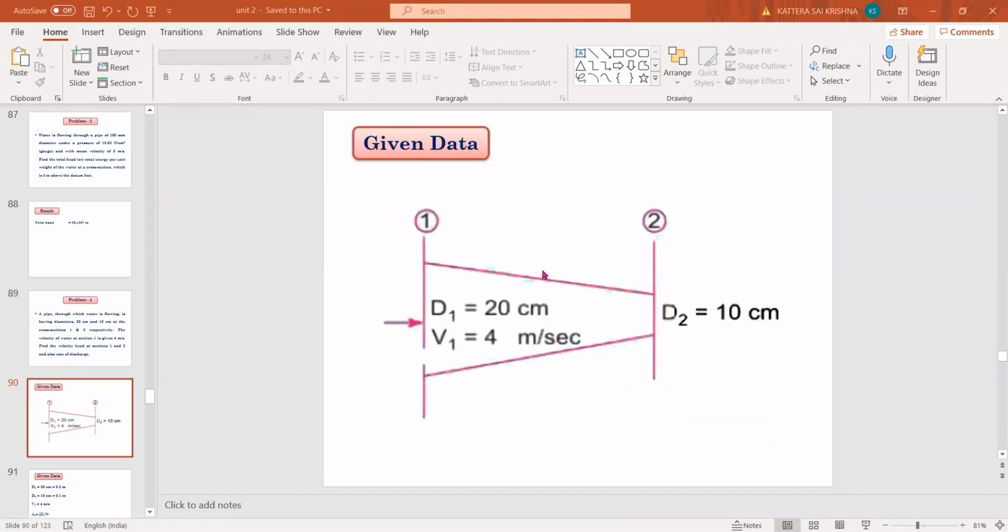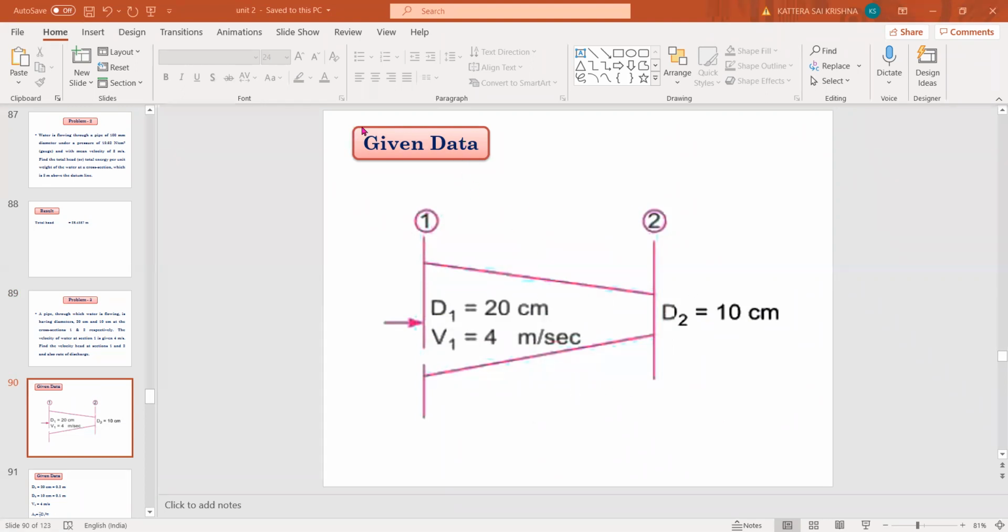Very simple, just draw a tapered pipe. At section 1 the diameter is 20 centimeter. At section 2 the diameter is 10 centimeter. And one more data is given, the velocity at section 1. The velocity of the water at section 1 is 4 meters per second. Here the velocity at section 2 is not given. So please draw the diagram.